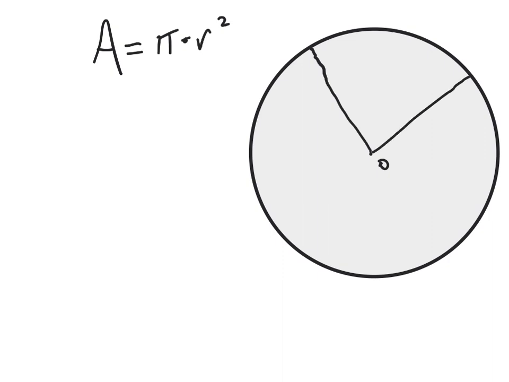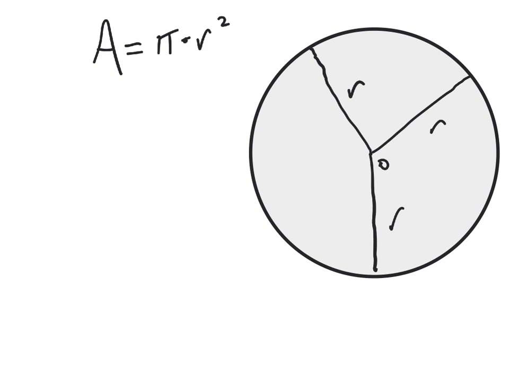Everyone probably knows that the area of a circle can be written as pi times the radius squared, where the radius is the distance from the center out to any point on the circle. So all of these are the same. They're all considered the radius. They're all equidistant, and that is our area formula.